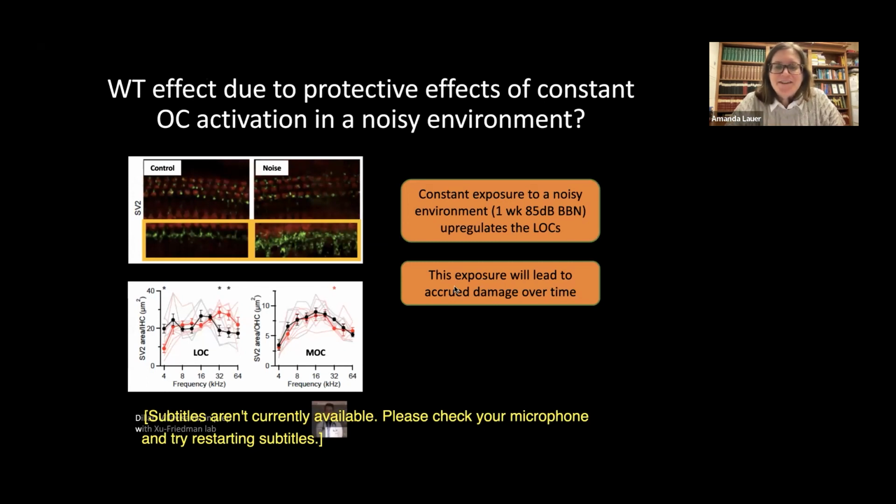We did a more controlled noise exposure here, a short-term, 1 week, 85 dB broadband noise, and labeled the olivocochlear synapses in the cochlea using SV2 stain. Basically, what we see is that there's not much of an effect in the medial efferents, but there was some upregulation of the lateral efferents. We had more SV2 staining, you can see it here, in the noise-housed animals. Now, I wouldn't recommend everybody spending a week in 85 dB noise, because this will obviously cause some damage accrual over time, but this is more of a proof of concept.